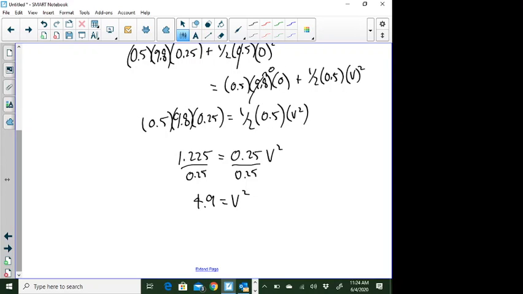Sorry? No. That's the velocity squared. So how do we find the velocity? This is velocity squared. What's the opposite of squaring something? You have to square root it. So there's our velocity, 2.2 meters per second.